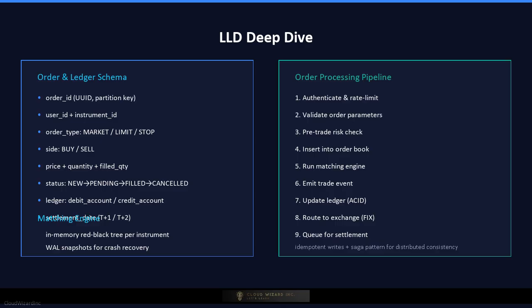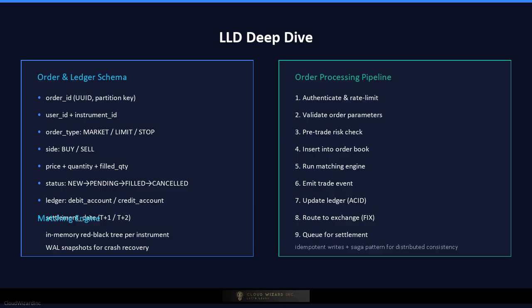The ledger is a separate microservice backed by a relational database, with a two-phase commit or saga pattern to coordinate atomically with the order book state. For market data, the system consumes a high-throughput multicast or WebSocket feed from exchanges, normalizes it, and fans it out to clients via a publish-subscribe system such as Redis streams or a purpose-built market data distribution bus. The settlement service reads completed trades from an event log, aggregates positions, and produces NSCCL or DTCC settlement files.